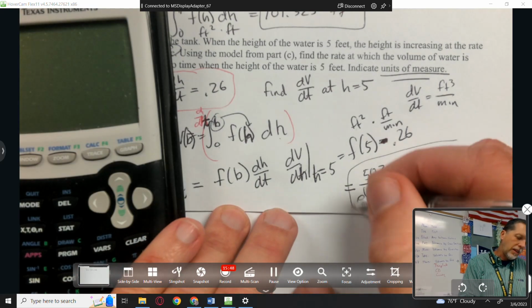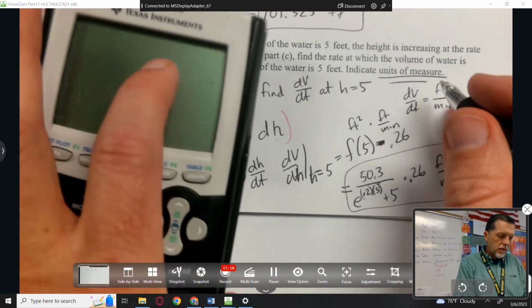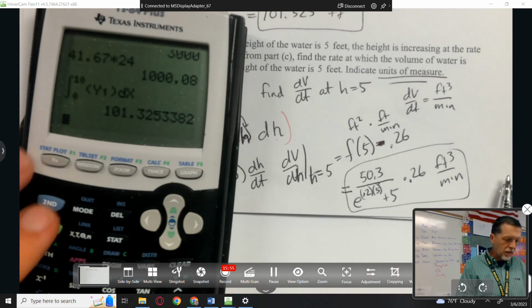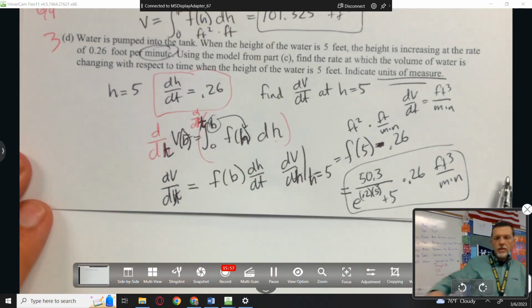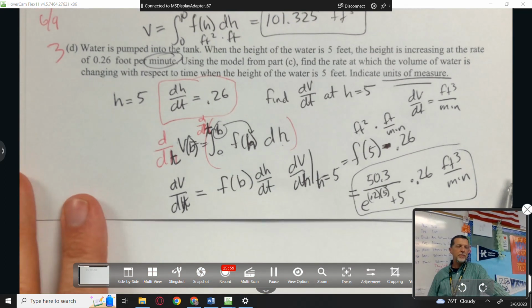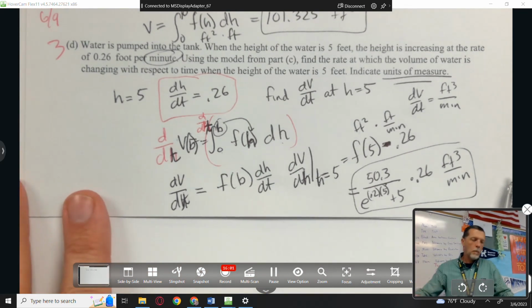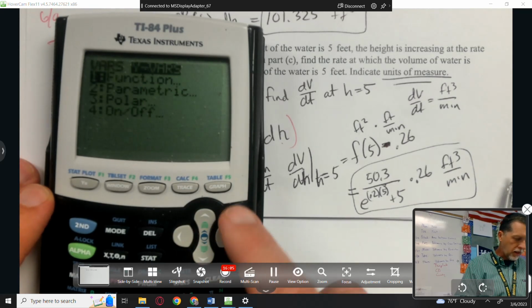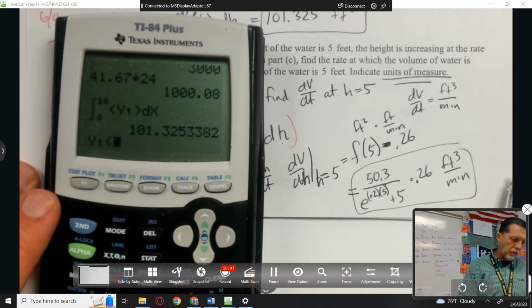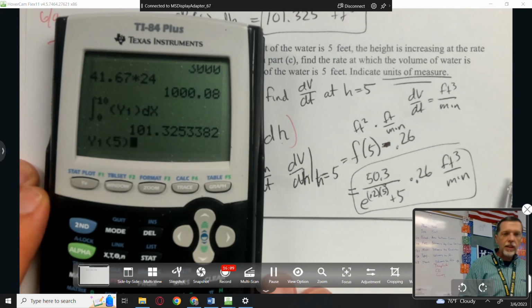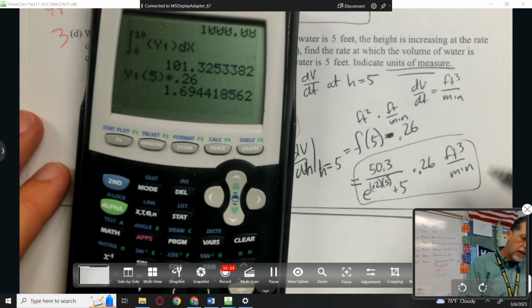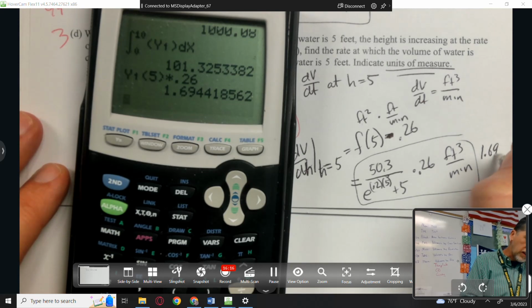And yeah, that's a safe stop, although most people want to know, well, what's the answer? If you go into graph, you can get the value and then type in the y, and then multiply that by 0.26. You can also do that on the main screen, y1 of 5, like that, and then times 0.26. Yeah, that's the answer I got. 1.694.